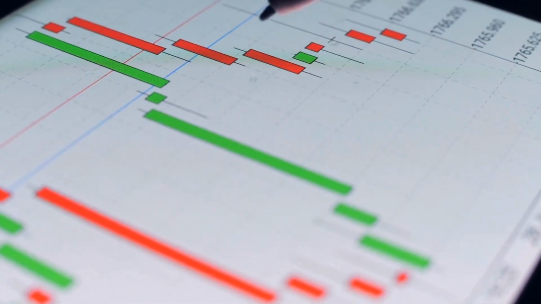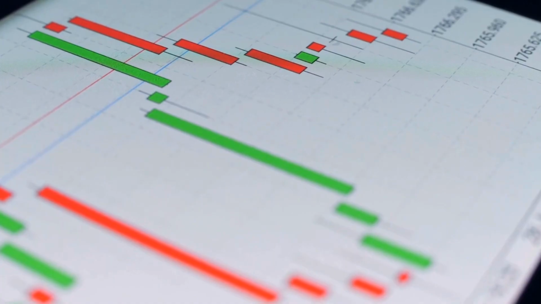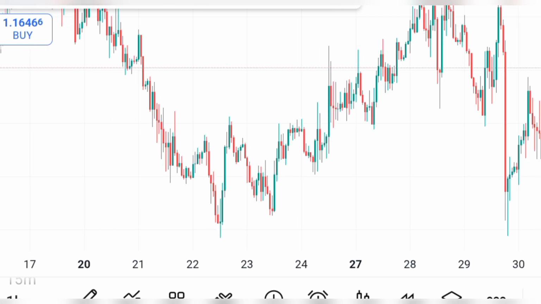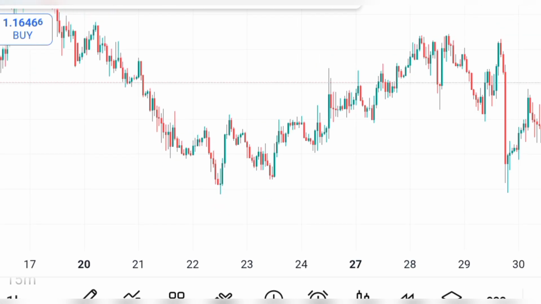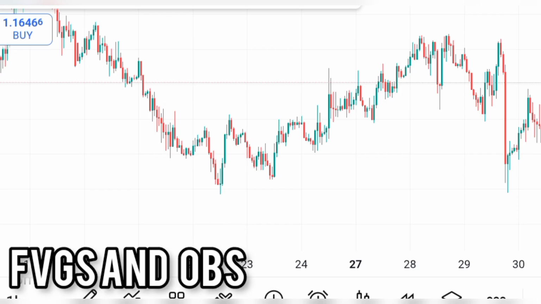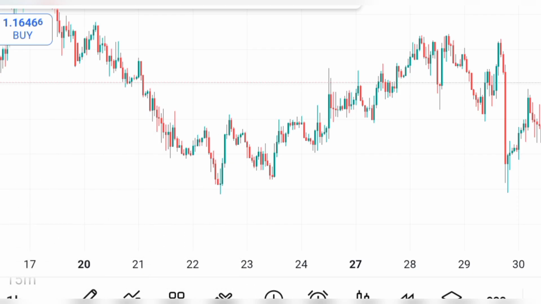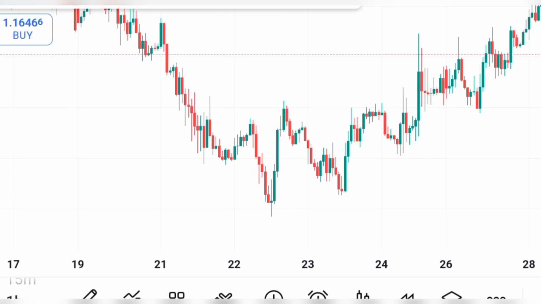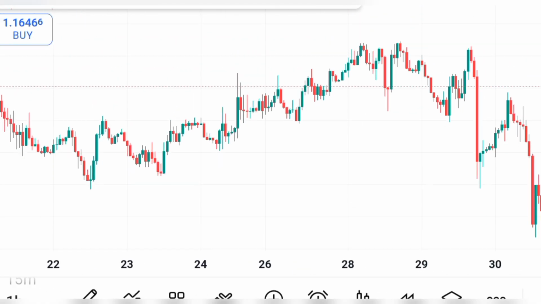Now this strategy is pure price action, no fancy indicators, so there's no confusion. We shall look mainly at fair value gaps, order blocks, supply and demand, and support and resistance, but mainly supply and demand, order blocks, and the fair value gaps. And we shall combine it with market structure, right?